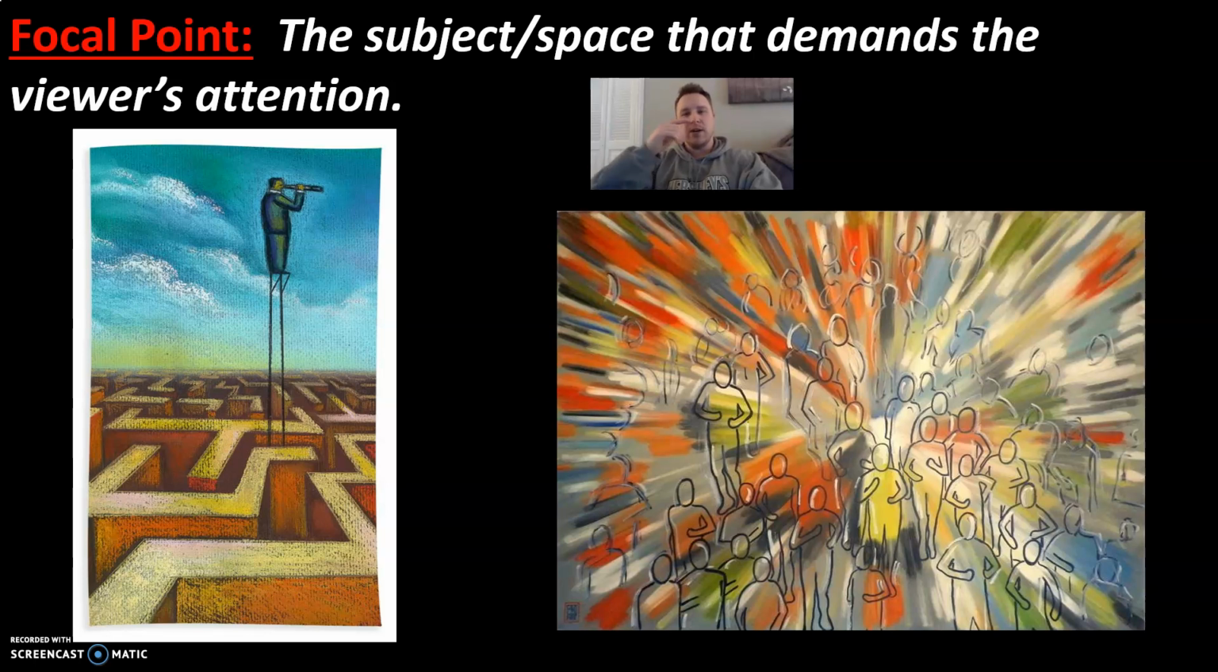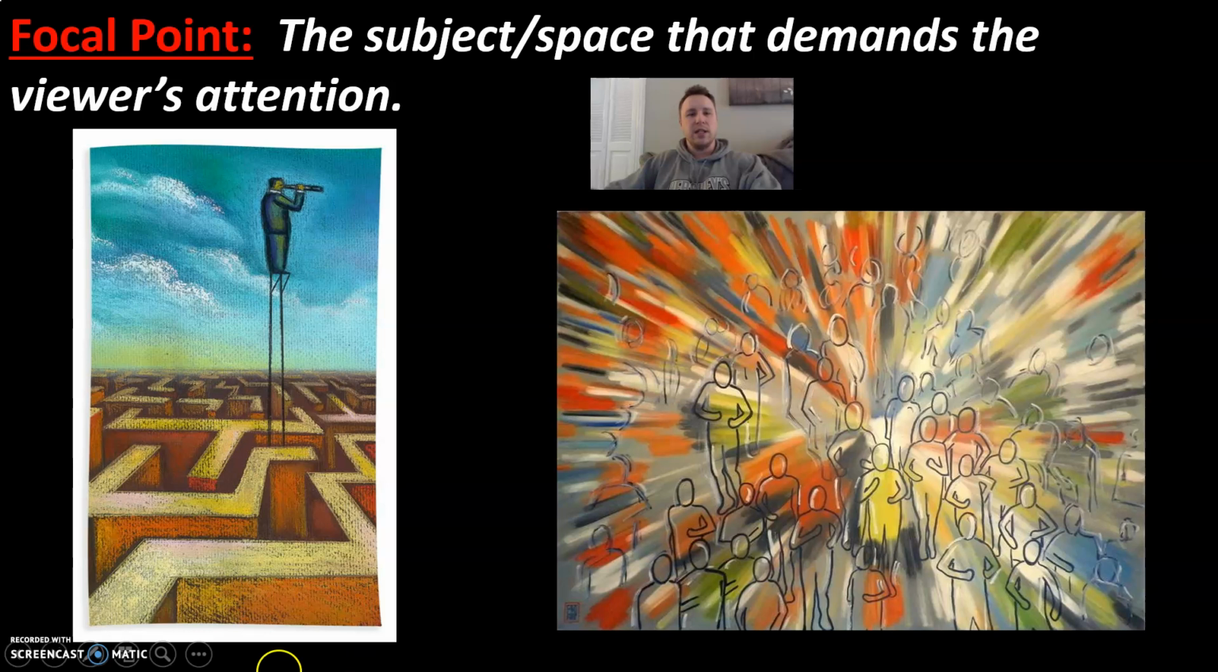And while you're writing that down or while you're soaking in that definition, I have two images here on the screen that help create a focal point. I'm going to focus more heavily on the image on the right as it applies specifically to your project. But just to hint at the one on the left, you have this man, this figure who's standing on these stilts, looking through his binoculars over top of some maze-like structure.